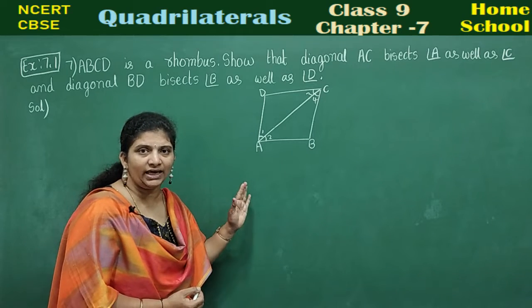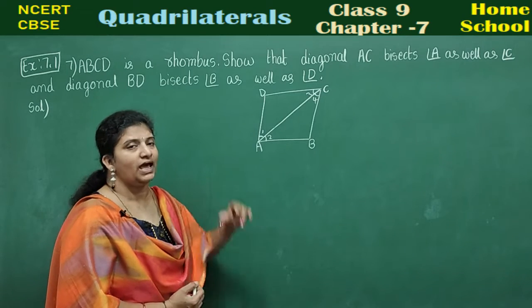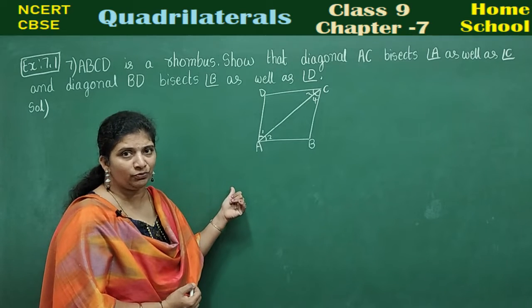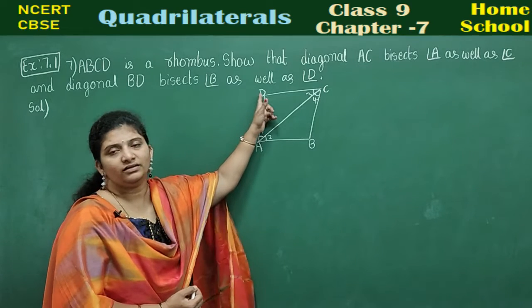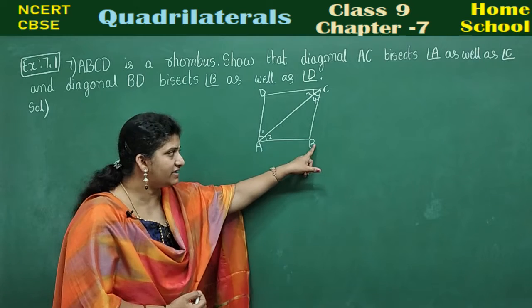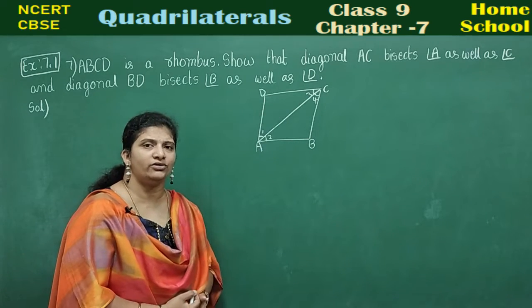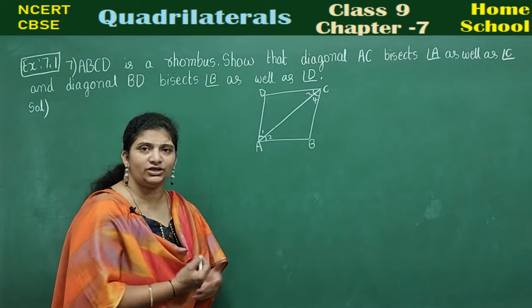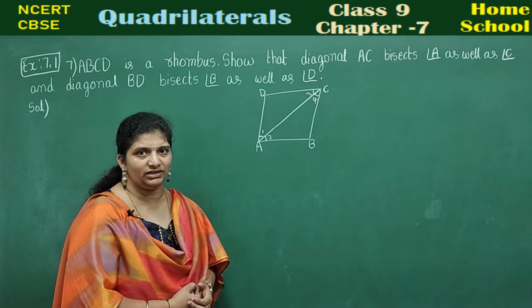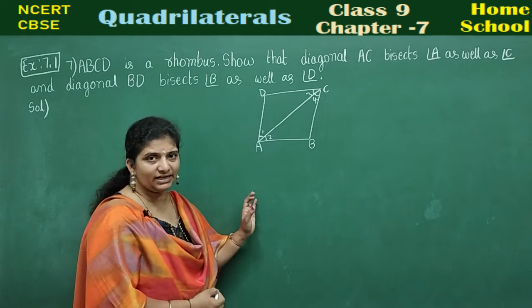They have given only ABCD is a rhombus. And one more condition what we need to prove here. Prove that BD diagonal bisects angle B as well as angle D. In the same manner we need to take 4 more angles and we need to prove that they are equal. Okay, let's start the solution.